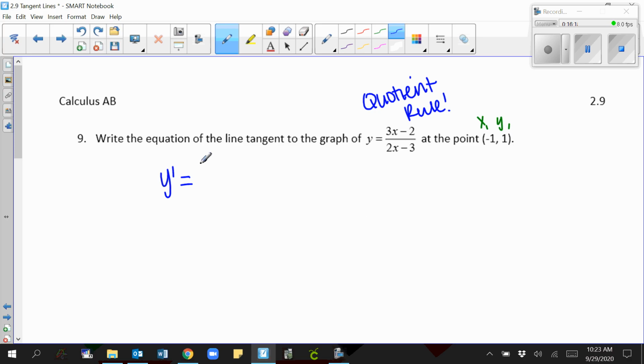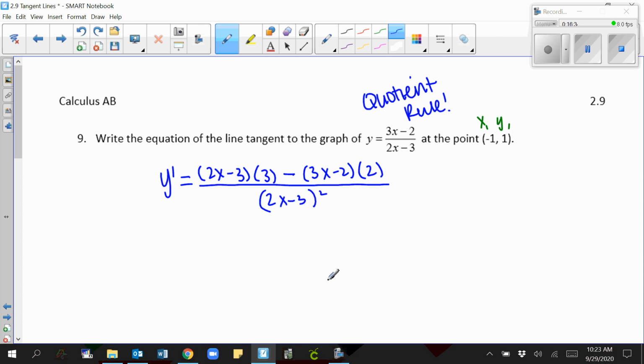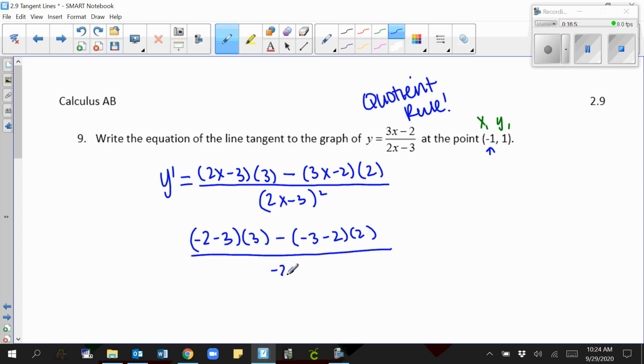Everyone's favorite. So low, 2x minus 3, d high is 3, minus high, 3x minus 2, d low, 2, all over low, 2x minus 3 squared. And let's go ahead and plug in that -1 for our x. So I'm going to have 2 times -1, which is -2, minus 3, times 3, minus 3 times -1 is -3, minus 2, times 2, all over 2 times -1 is -2, minus 3, squared.